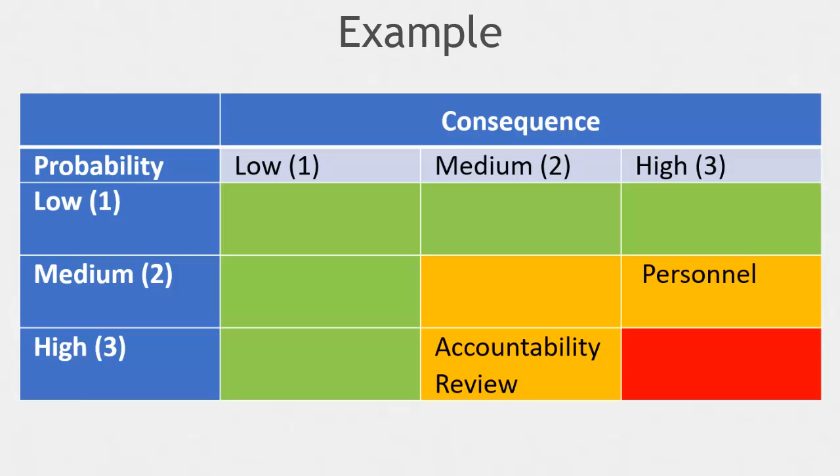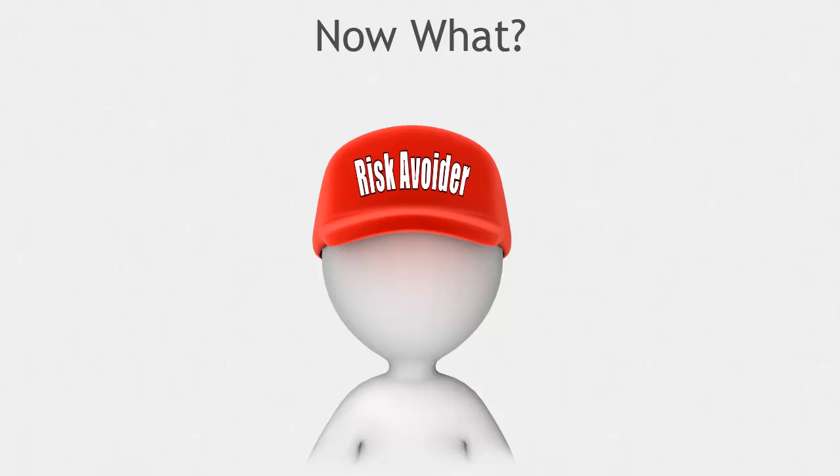Here are the hypothetical results of a vote on the three risks identified. Accountability and review have medium consequences, but there is a high probability these consequences will occur. The personnel risk has high consequences, but there is only a medium probability they will occur. Now what? Three amber risks could be worse than a single red risk.